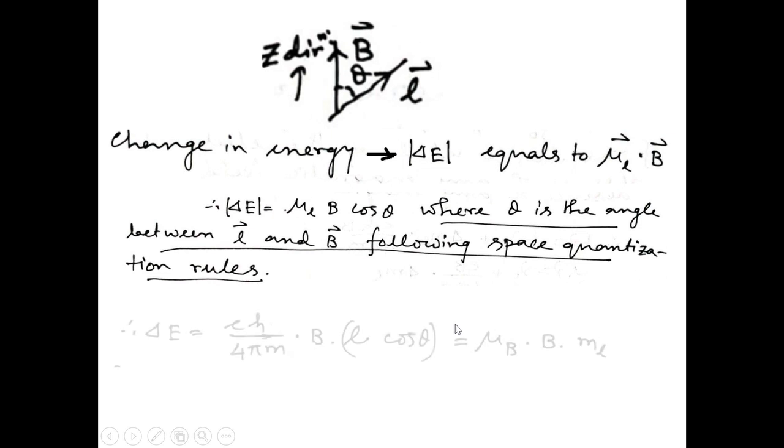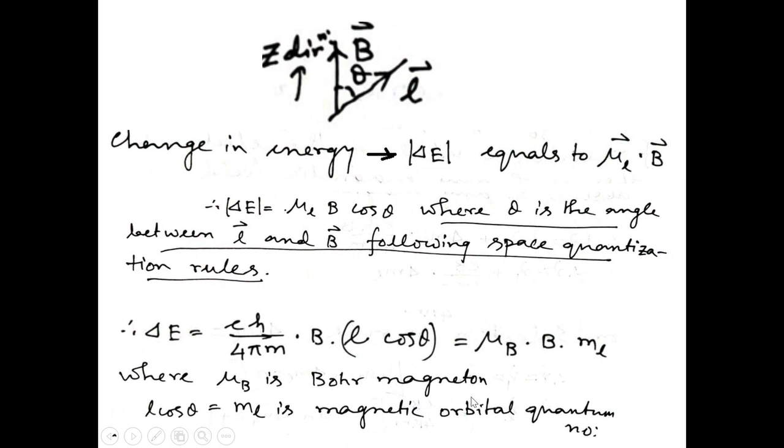So, arranging this term and putting the value of mu L, we get eh by 4 pi m into B into L cos theta. In the previous discussion we learned L cos theta is nothing but ml, the magnetic orbital quantum number, and mu B is called the Bohr magneton, which is eh by 4 pi m. So, ultimately the expression turns out to be delta E equals mu B into B into ml.